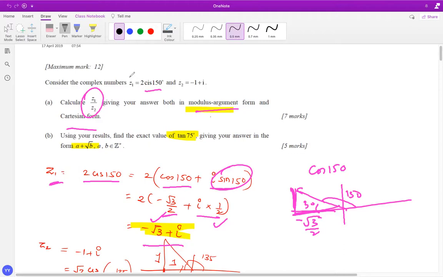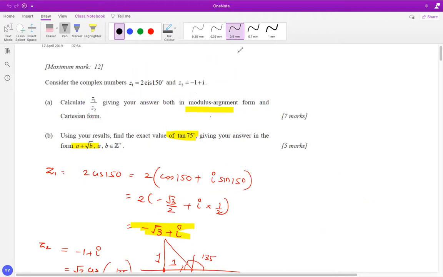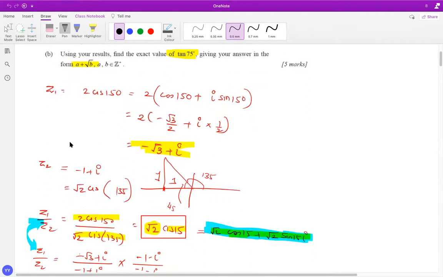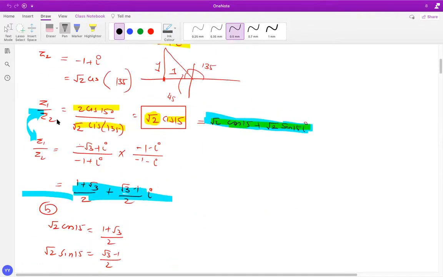Now, since I have both complex numbers in either of the forms, I can do that. So let's have a look at how we do it. When I divide the complex numbers, z1 over z2, the modulus gets divided and the argument gets subtracted. You can see I subtract 150 minus 135. So 2 over root 2 is root 2.